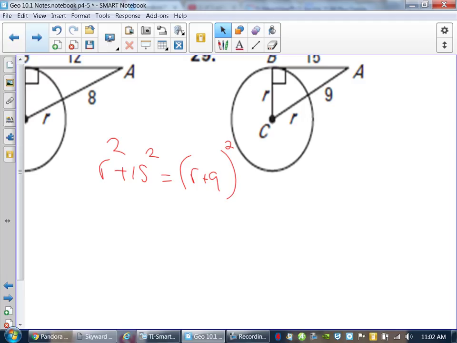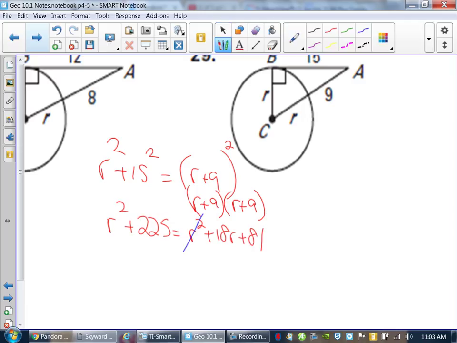When you FOIL out the stuff on the right-hand side, remember you're just writing it out twice. You wind up with this. And you're left with a very quick two-step equation that you just throw in the calculator and be able to set up. Okay?